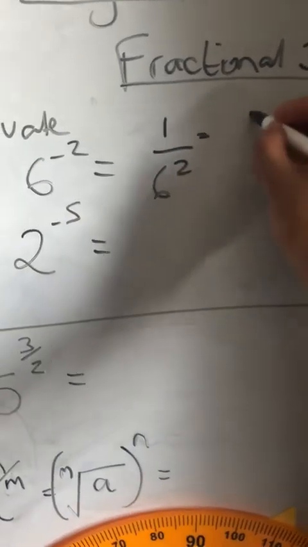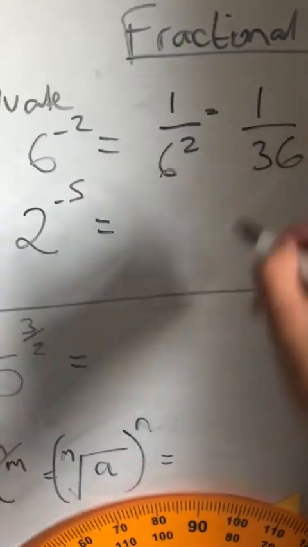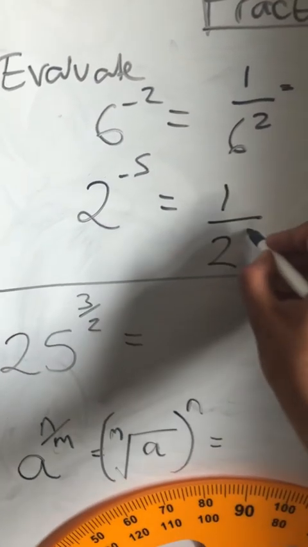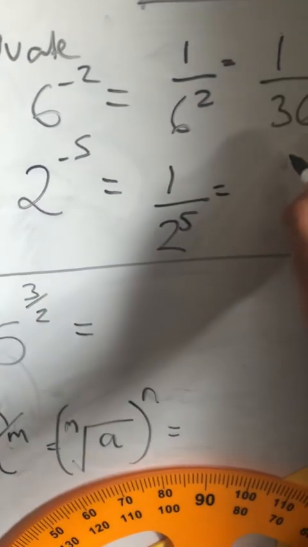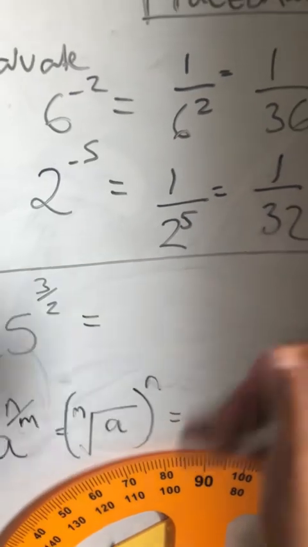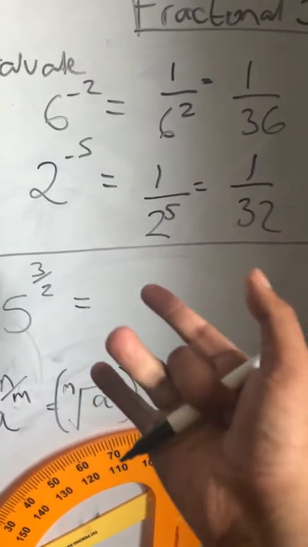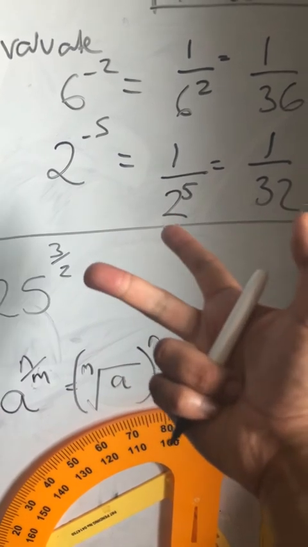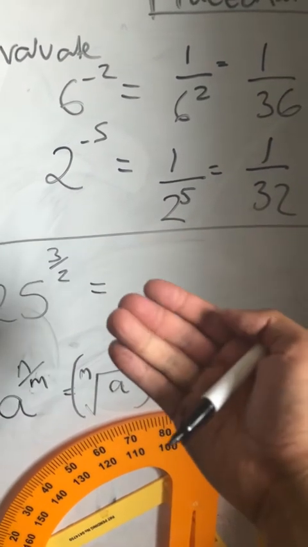1 over 6 squared is going to be 1 over 36. 2 to the minus 5 will be 1 over 2 to the power of 5, which is 1 over 32. Because 2 times 2 times 2 times 2 times 2 is equal to 32. 2 times 2 is going to be 4, 4 times 2 is going to be 8, 16, and then 32.